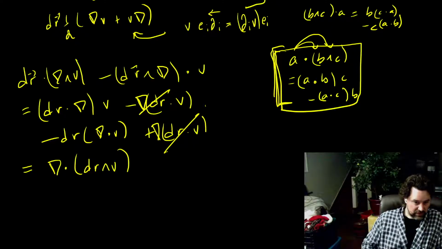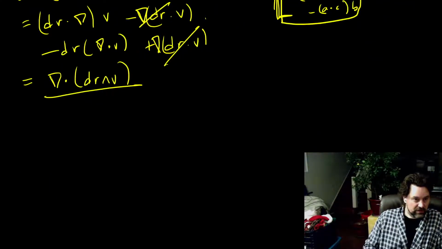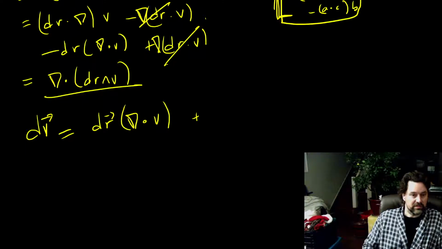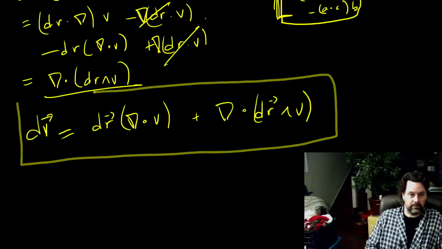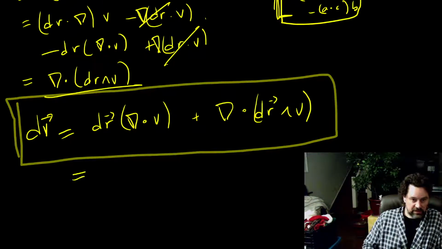All right. So now the final result is that dv equals dr grad dot v plus grad dot dr wedge v, which is just a rather complicated way of writing dr dot grad operating on v.